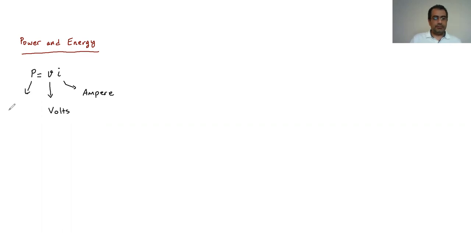In other words, the current is the electrical charge you have, and the voltage shows how much energy each of those electrical charges has. So when you multiply them, you get the power. The I is in amperes, the V is in volts, and the power that you get is in watts.